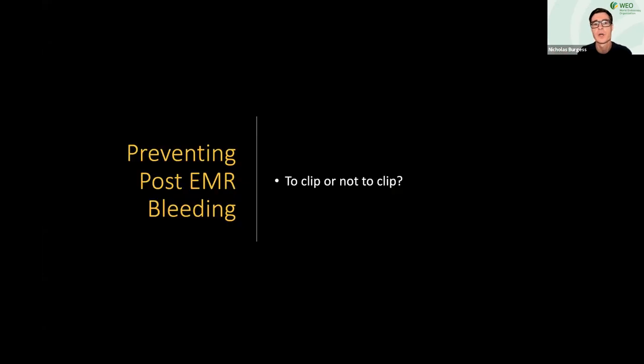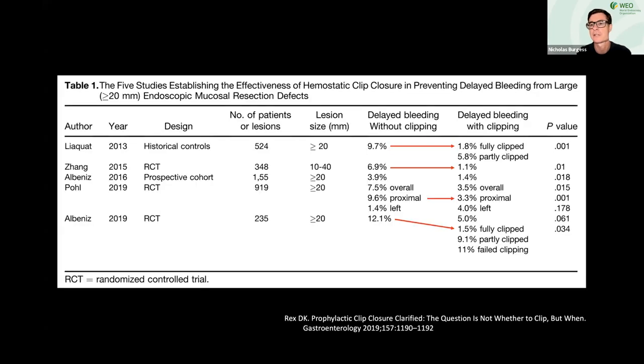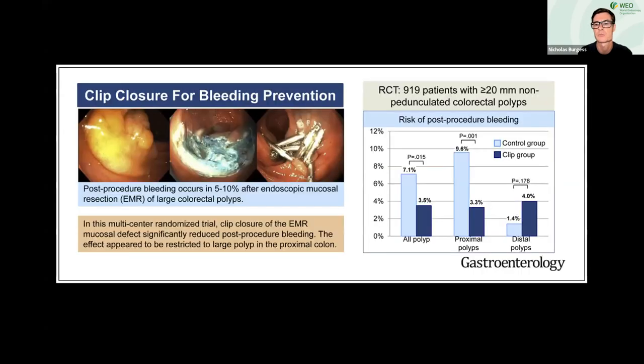In terms of preventing post-EMR bleeding, do we clip or not clip? The answer is, from recent studies in the proximal colon, yes, we clip these lesions closed post-EMR. Delayed bleeding is considerably higher in proximal colon lesions. It's not changed in distal lesions. So no point closing the distal lesions, but make sure you close the proximal lesions.